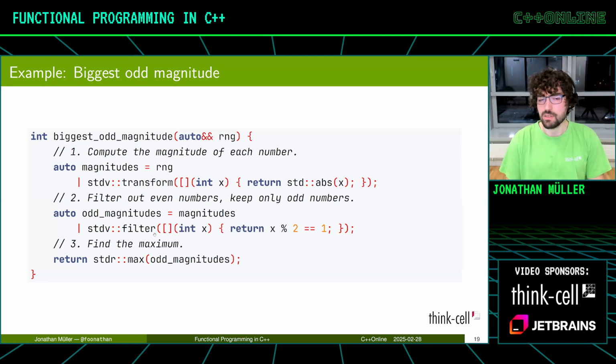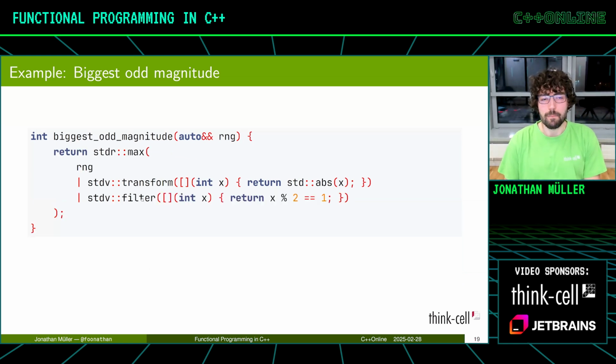And then we use the filter view to filter out the even numbers. This takes the predicate again, and we take the magnitudes as our input. And this also doesn't do anything because we merely composed views. So now we've got a pipeline that, when you start iterating over it, will give you the absolute values of the odd numbers. And we do that by passing it to the maximum algorithm as before. So we pass our pipeline to the maximum algorithm. This is the eager thing that's doing actual work. This is where we start iterating. This is where we do the computation.